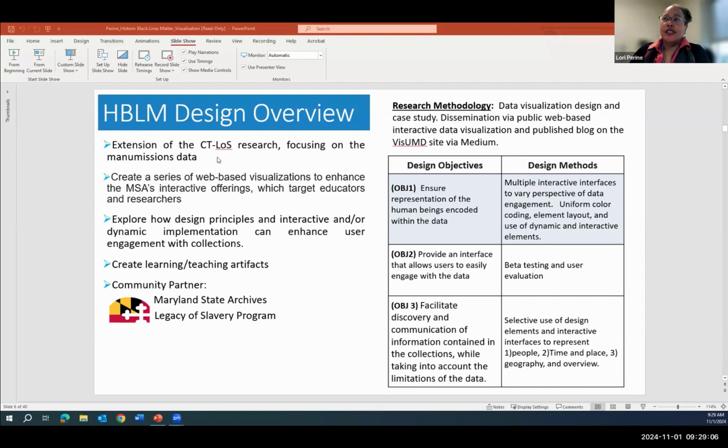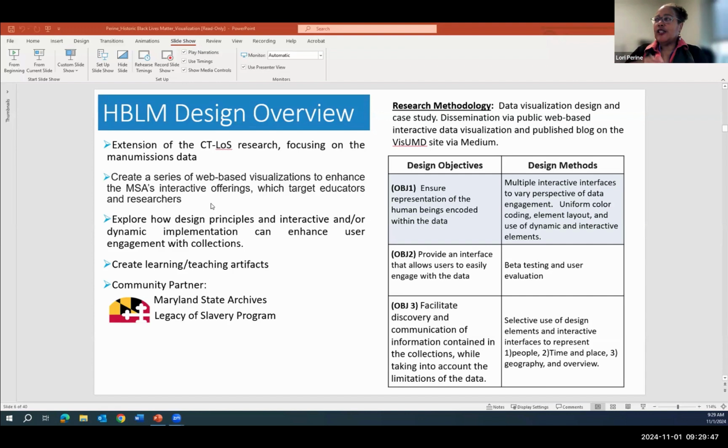So you see that this is an extension of the CTLOS research. The goal was to create those visualizations in a way that were accessible on the web and allowed anyone, the casual user, to explore these offerings that are on the Maryland State Archives website. Maryland State Archives has some really incredible resources that teachers and historians and students can access now, but we wanted to have a new way to interface with that knowledge.